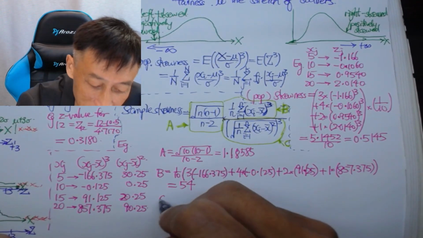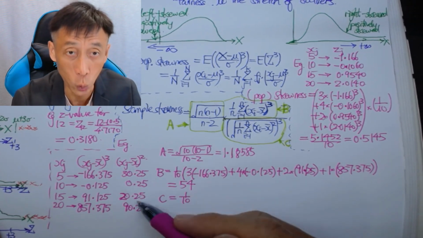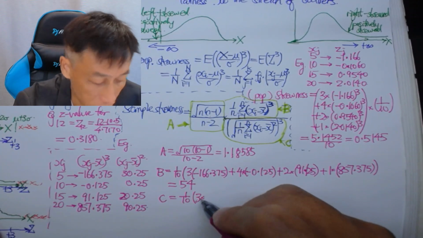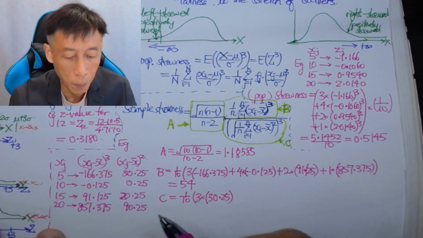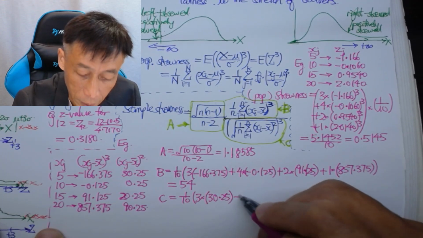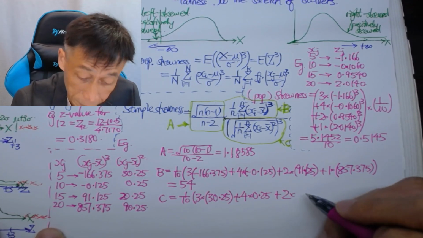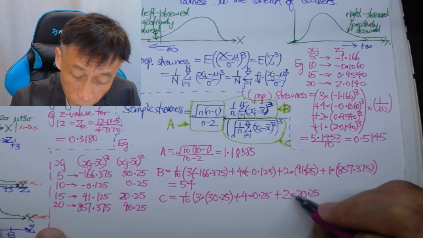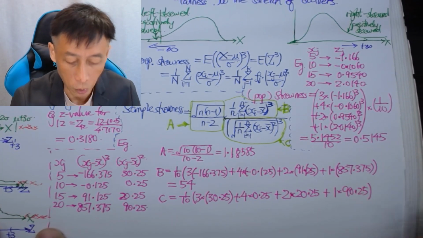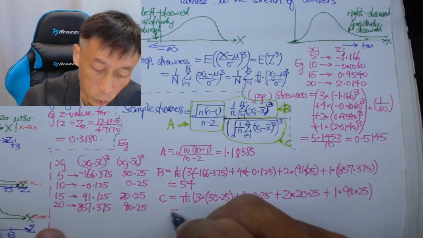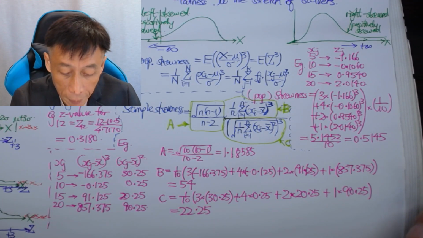And for part C, again, same thing, but we're just going to use the squared column instead. 3 times 30.25, and it's all positive, right? So I don't need the brackets now. Plus 4 times 0.25, plus 2 times 20.25, plus 1 times 90.25. What does this give us? 22.25.